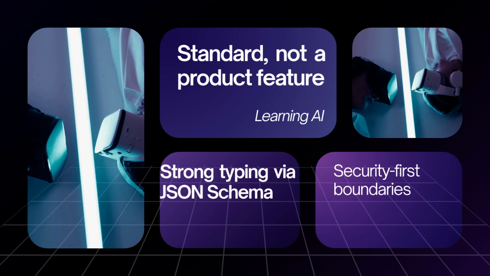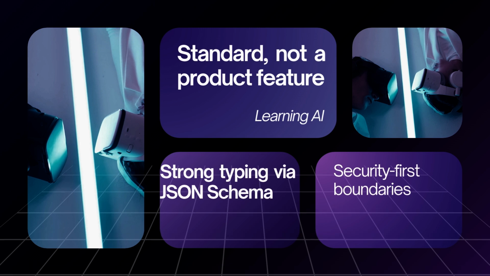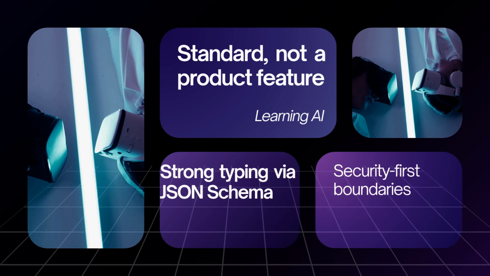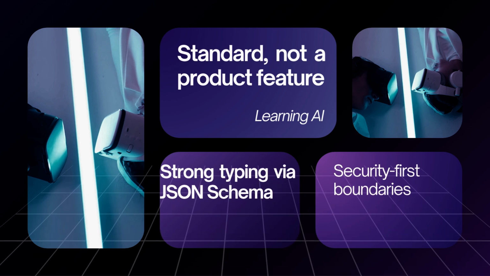Strong typing via JSON schema. Every tool, resource, and prompt has an explicit input-output schema. The client can validate arguments before calling tools. The server can reject malformed inputs.